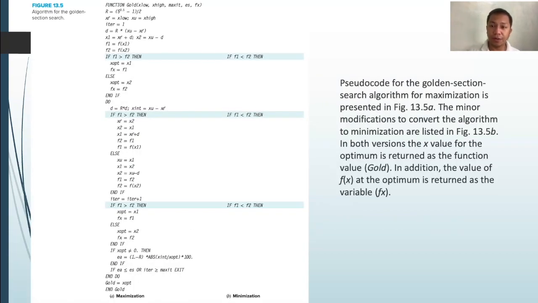So this is the pseudocode for the golden section search algorithm for maximization. The minor modification to convert the algorithm to minimization can be seen in B. These are just the modifications. In both versions, the x value for the optimum is returned as the function value gold. In addition, the value of f of x at the optimum is returned as the variable fx.